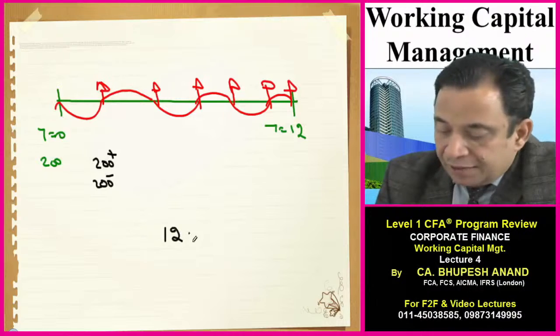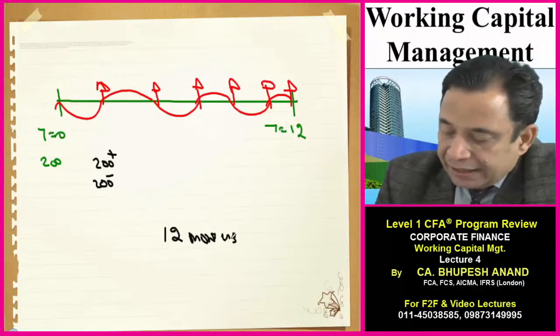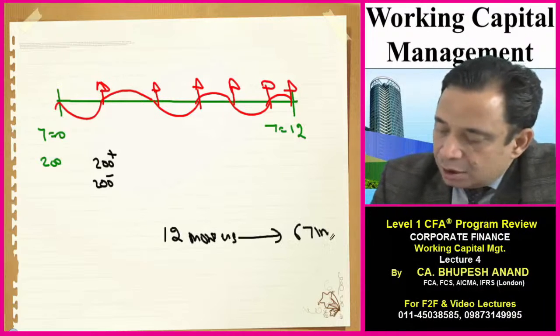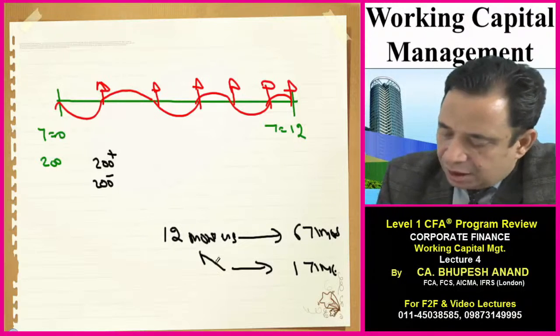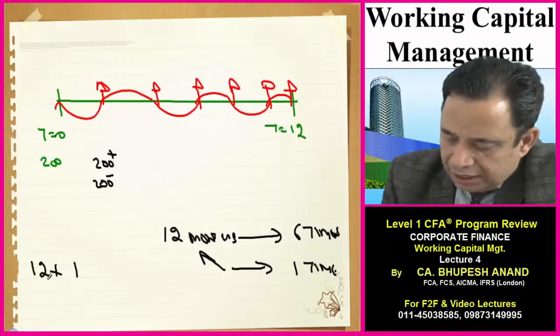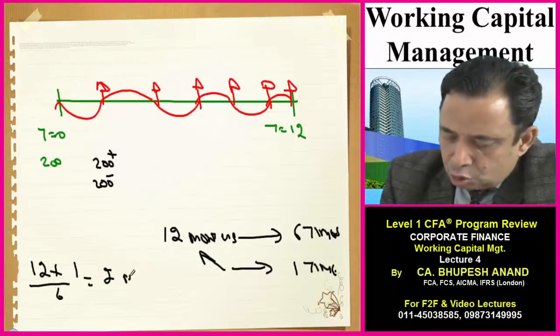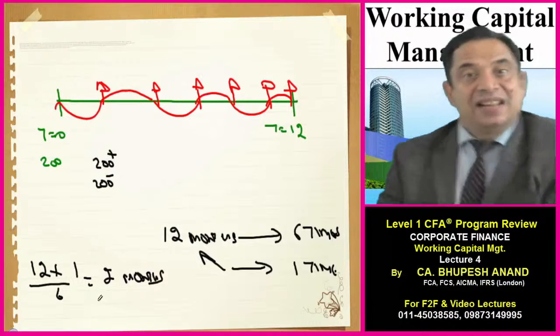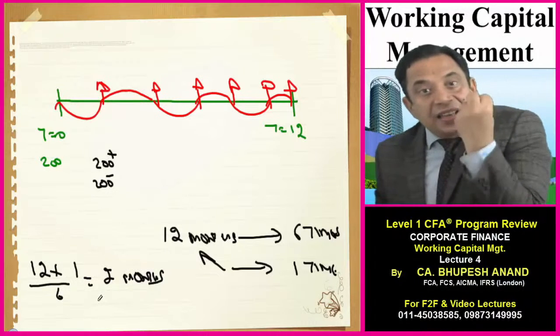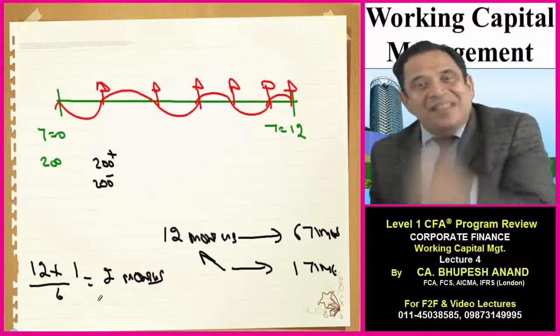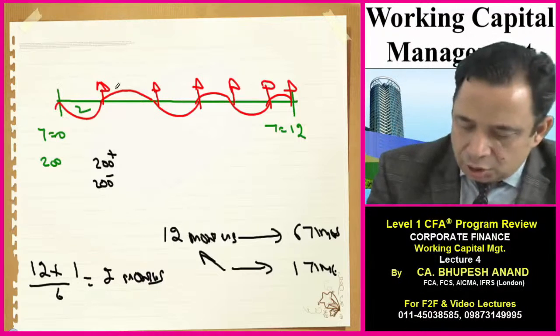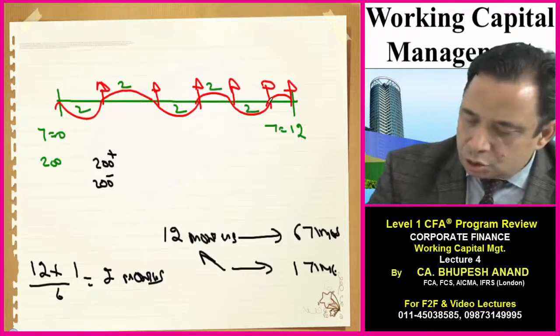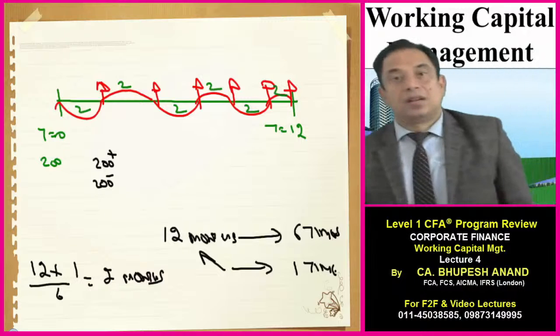For example, if in 12 months my debtors are turning 6 times, how many months will one time be? So 12 into 1 upon 6, that comes to 2 months. So this is the formula for calculating the debtor cycle, that is credit sales upon average debtors. So 2 months, 2 months, and so on.